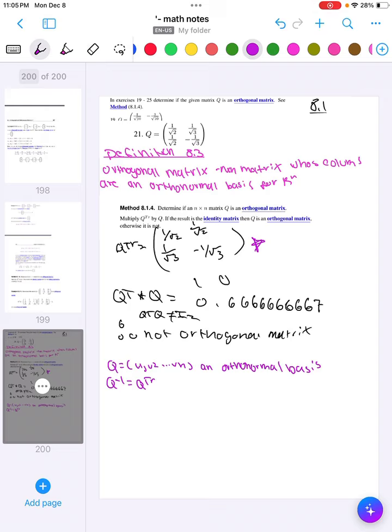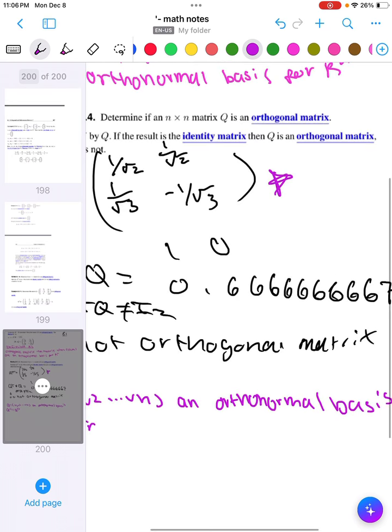Otherwise, it's not. So the first thing I did was find the transpose of Q, which is right here. And then I think the easiest method would be to just plug in the inverse. I mean, not the inverse, the transpose times Q. Just plug it into the calculator, since we're essentially just trying to see if it's the identity matrix. And so plugging it into the calculator will give me this matrix right here.